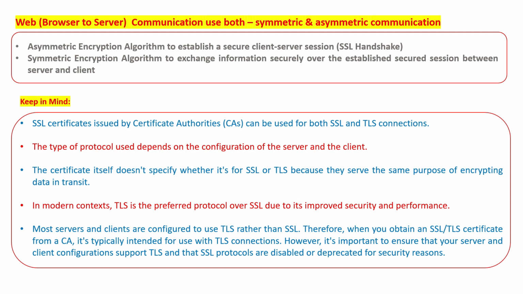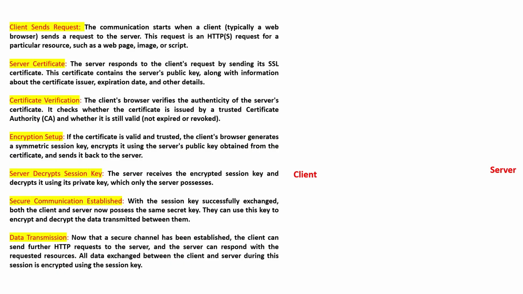So in the modern context, TLS is the preferred protocol over SSL due to its improved security and performance. Most servers and clients are configured to use TLS rather than SSL. Therefore, when you obtain an SSL/TLS certificate from a CA, it's typically intended for use with TLS connections. However, it is important to ensure that your server and client configuration support TLS and that the SSL protocol is disabled or deprecated for security reasons. So in a nutshell, there is no link between the certificates and SSL and TLS. It is only the configuration of your software or applications where we enable SSL or TLS, but your certificates support both SSL and TLS.